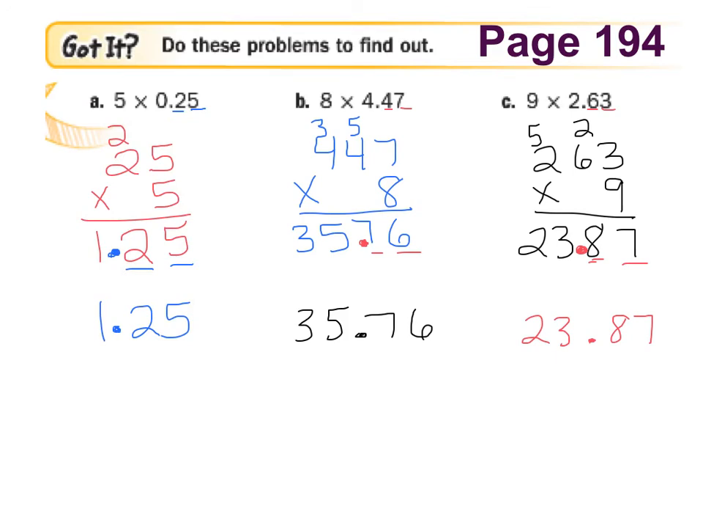Alright, on B, I took 447 times 8 and got 3,576. There were 2 digits behind the decimal over here, and there was none over here, so we needed 2 decimal places, so the decimal goes between the 5 and the 7. So 35 and 76/100. Over here, 263 times 9, I get 2,387, but I had 2 decimal places and none over here, so I need 2 decimal places. So my decimal goes between the 3 and the 8.